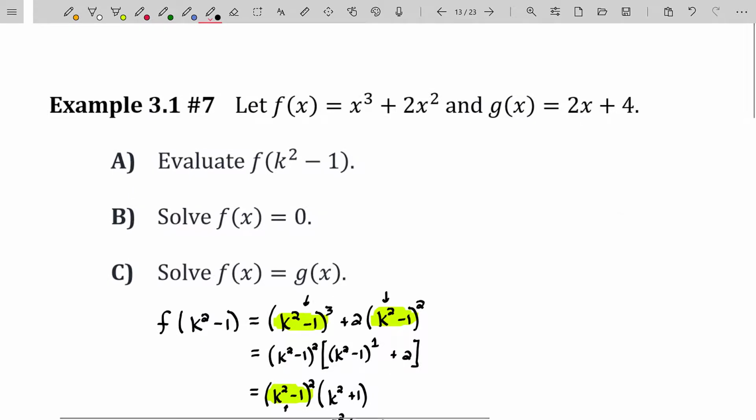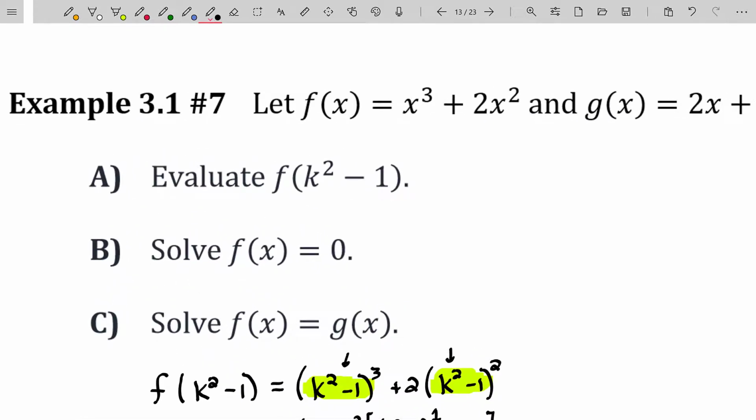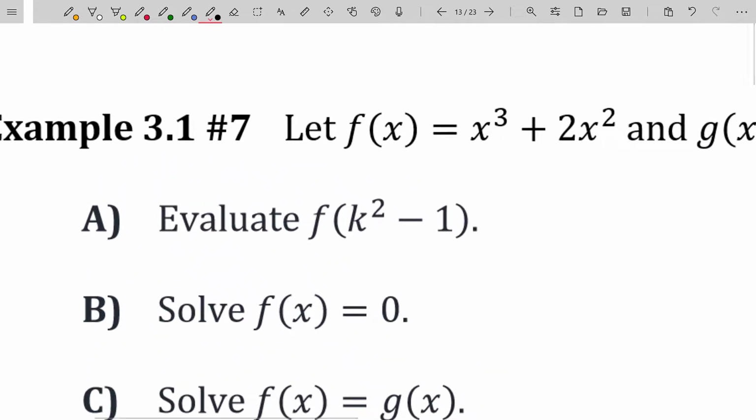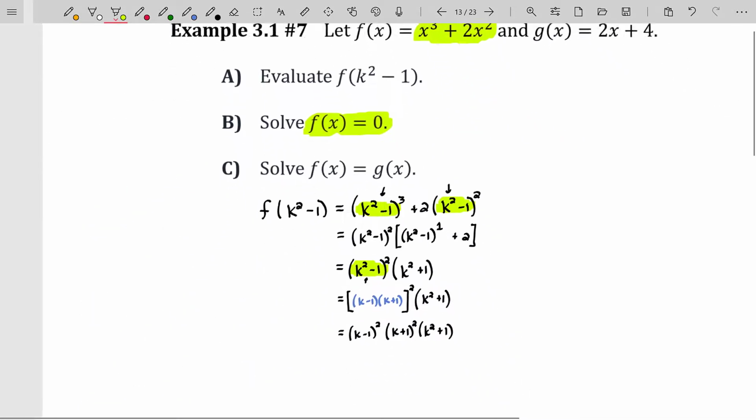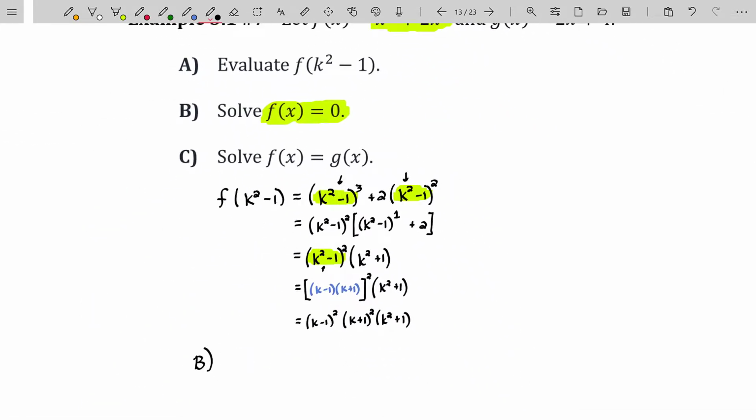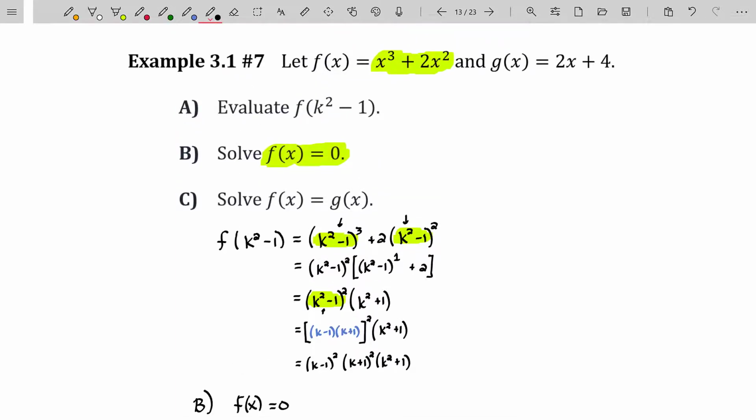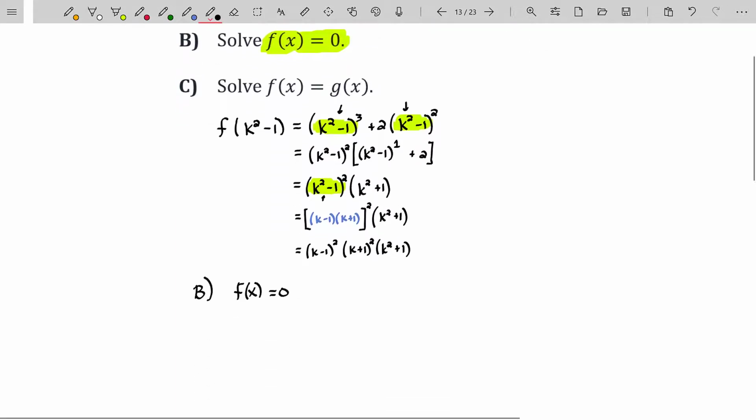Now let's take a look at part B. Solve f of x is equal to 0. This is just a picture. F of x is equal to 0. I'm going to replace the left-hand side with what f of x actually is. So let's go ahead and do that down below. We're going to solve f of x is equal to 0, f of x being x cubed plus 2x squared.